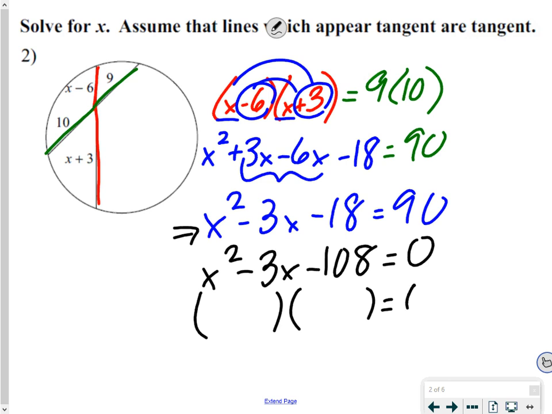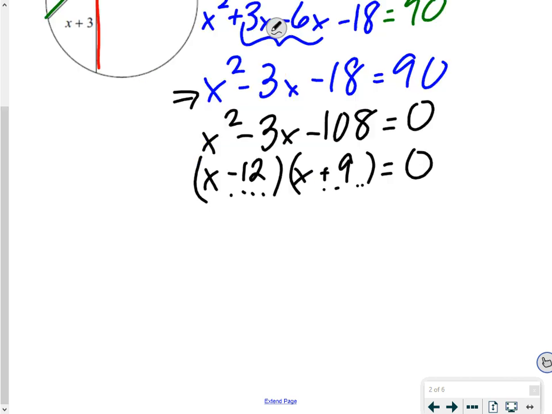You can use whatever method you want. My preference is guess and check, so that's what I'm going to do. To get x squared, I know it's got to be x times x. For the last terms, they have to multiply to negative 108 and add up to negative 3. In this case, that's negative 12 and positive 9. Now we set each factor equal to 0 and solve.